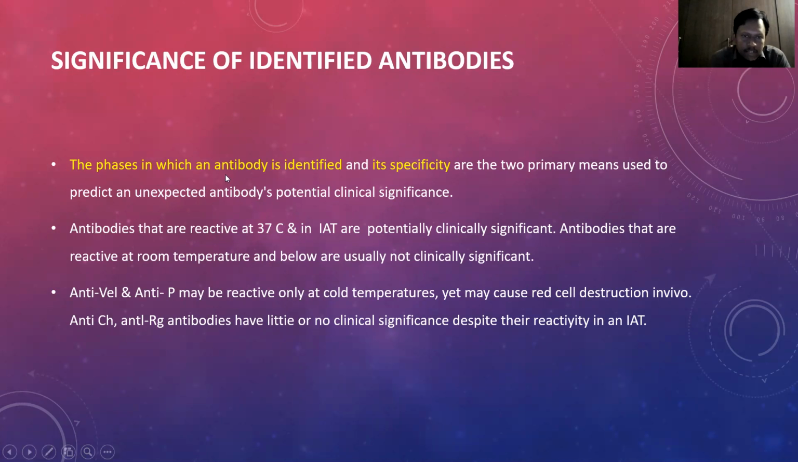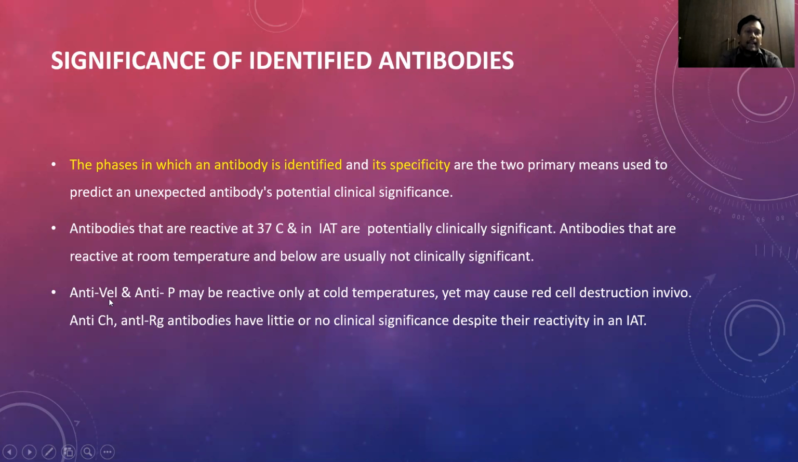So the phases in which an antibody is identified and its specificity are the two important means to predict an unexpected antibody's potential clinical significance. So if you see antibodies that react at 37 degrees Celsius or in the IAT phase, they are very clinically significant. Antibodies reacting at room temperature and below are supposedly non-clinically significant.